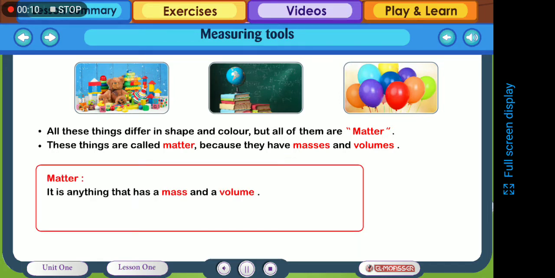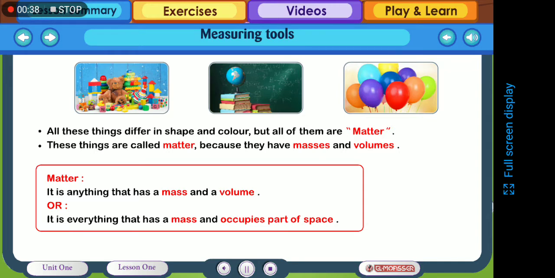All these things differ in shape and color, but all of them are matter. These things are called matter because they have mass and volume. So anything that has mass and volume, I can call it matter. What is the definition of matter? Matter is anything that has mass and volume.